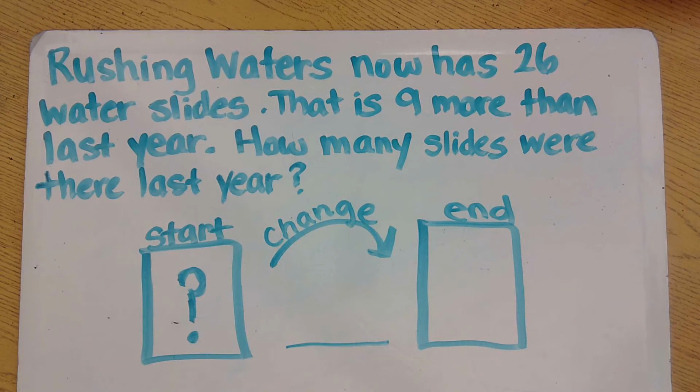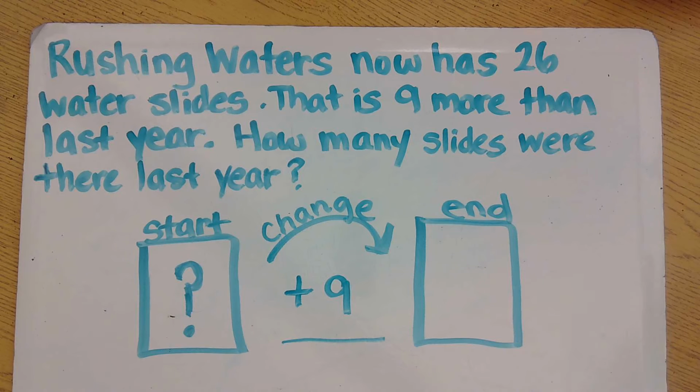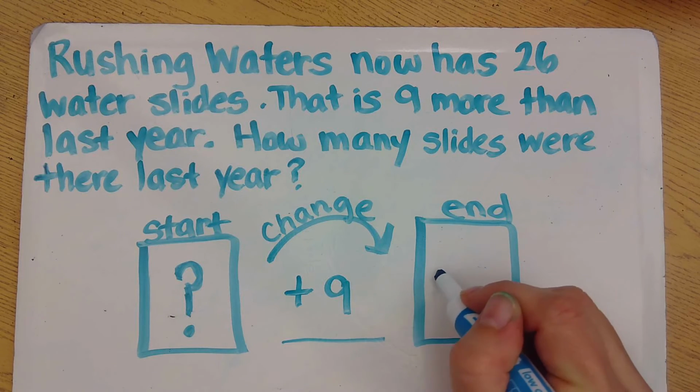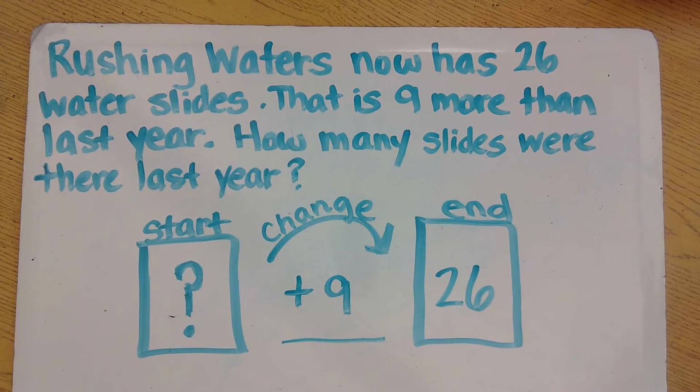9 new slides were added over the course of the year. So they added 9 slides to the water park. Now, this year, there are 26 slides at the water park. So I want to find the start number using the diagram. So if you used this diagram, this is what it should look like.